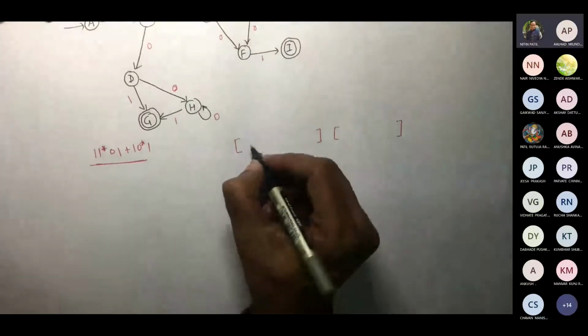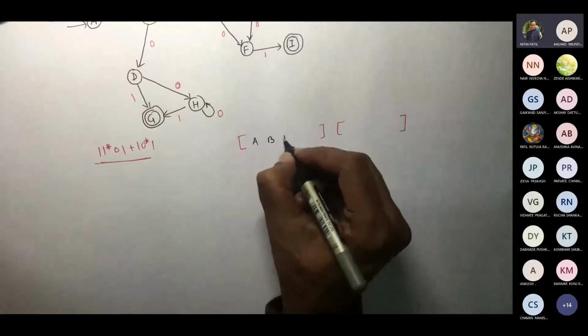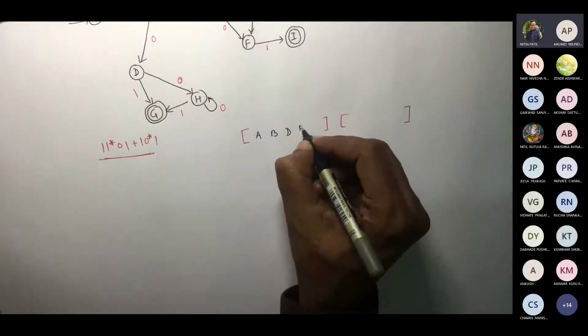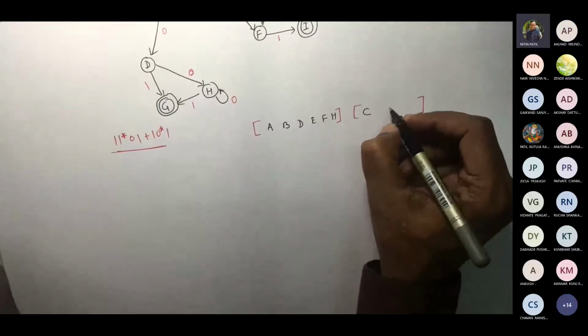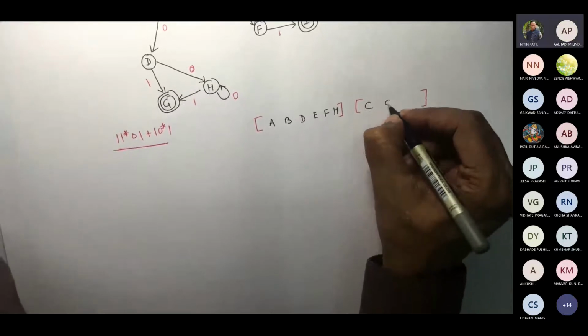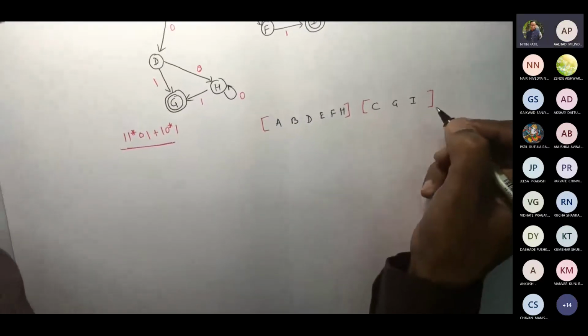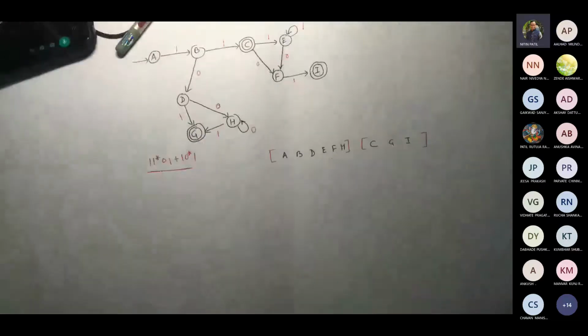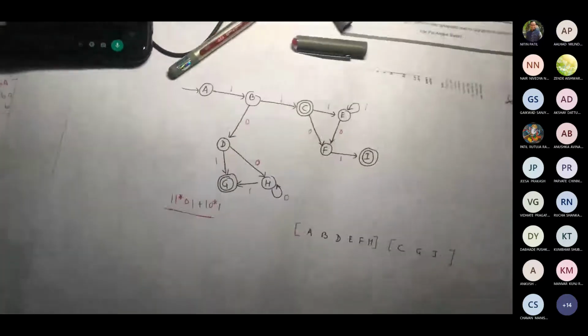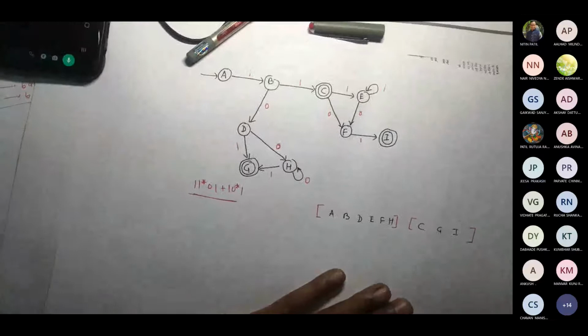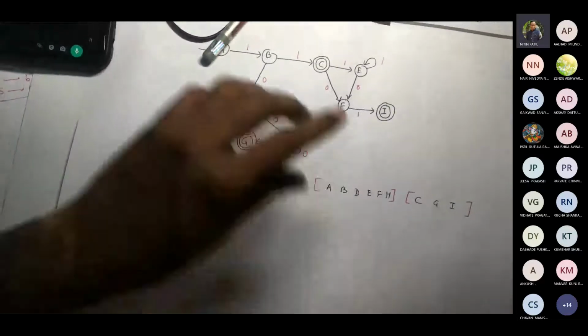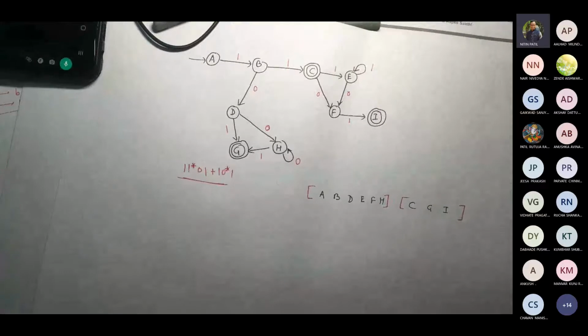So A, B, D, E, F, H, correct? Then C, G, I. G and I are final, correct? Okay. Now let us concentrate on the transitions. Now you help me one by one. Anushka, let me know where I should separate the set now.